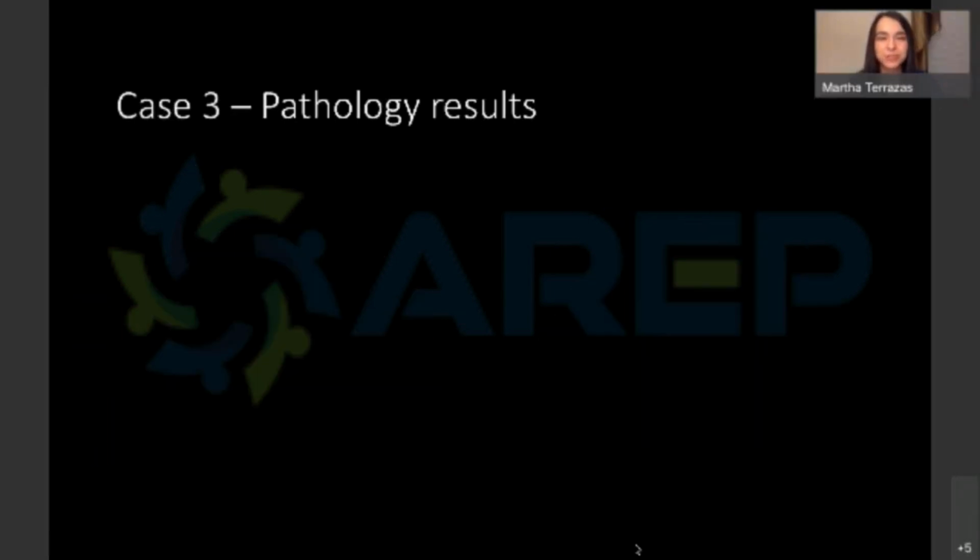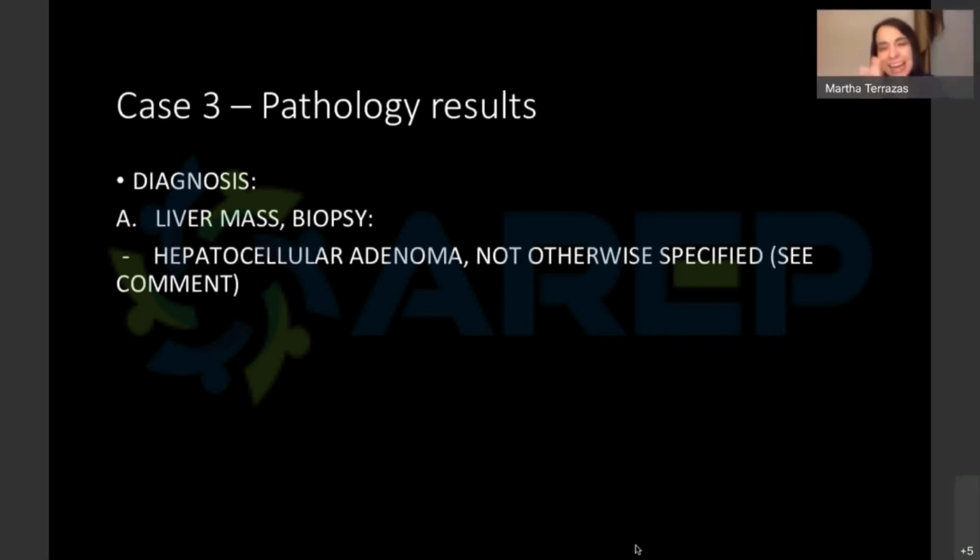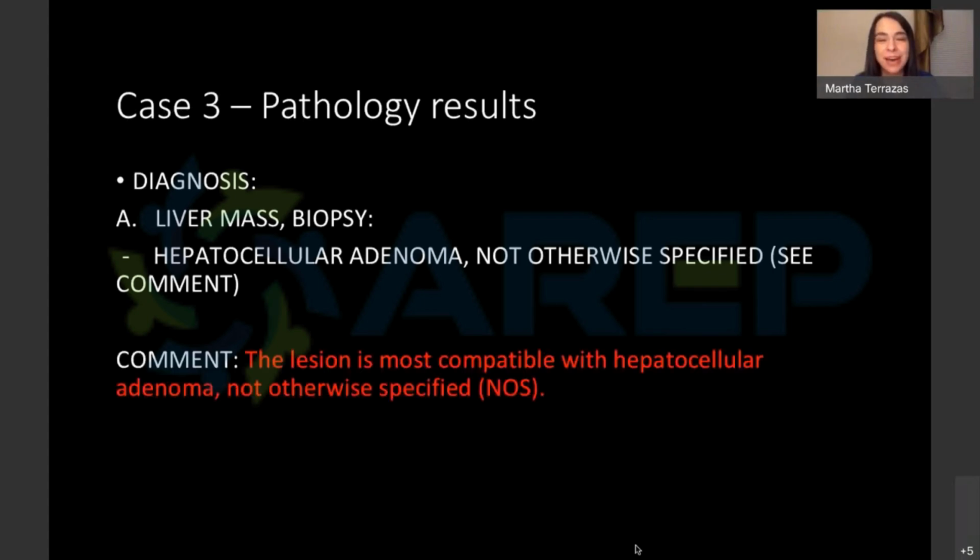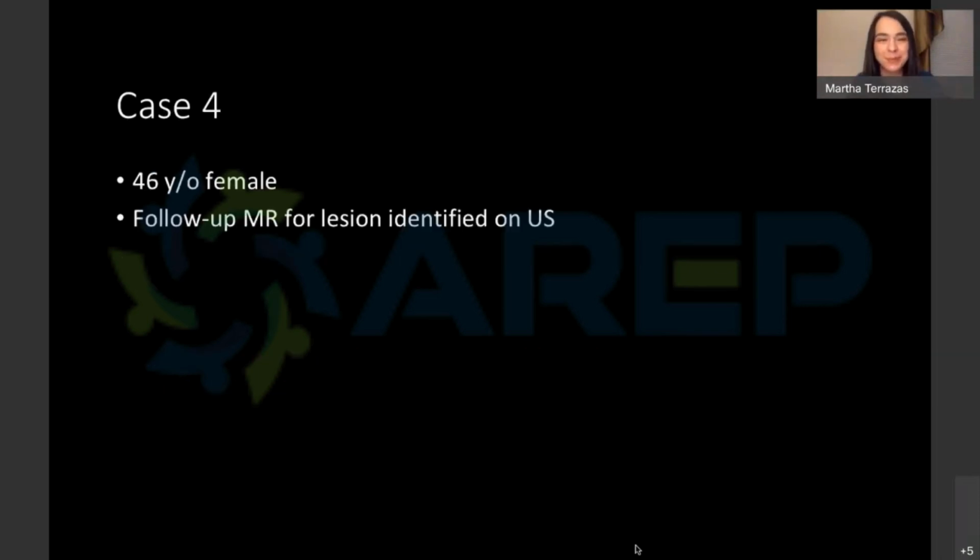So pathology results. So it was an adenoma. So it made everybody feel better that we weren't missing a metastasis. And given that it was bleeding, I had my fingers crossed. I was like, this is going to be an inflammatory subtype adenoma because it's bleeding. But it came back as not otherwise specified. But yes, it was an adenoma. It was a bleeding liver lesion in a young patient without cirrhosis or chronic hepatitis B.